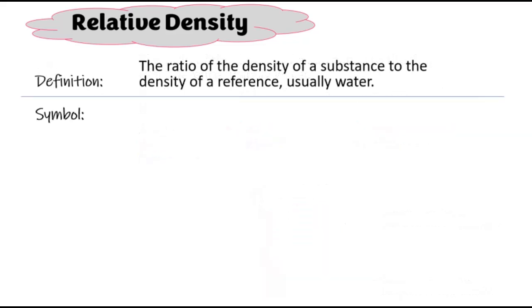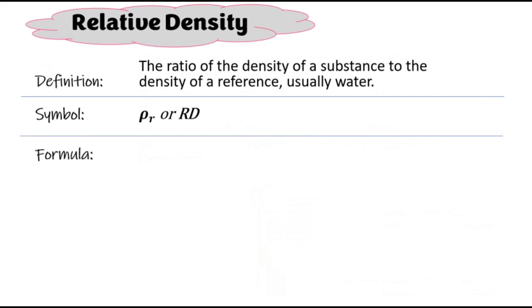So now let's look at the symbol for relative density. Now there are 2. You can either see the rho with a subscript R, or you will see RD. So any of these 2 you will see or can be used to represent relative density.